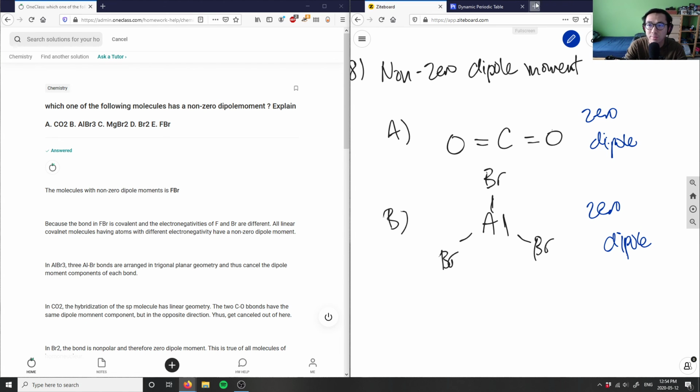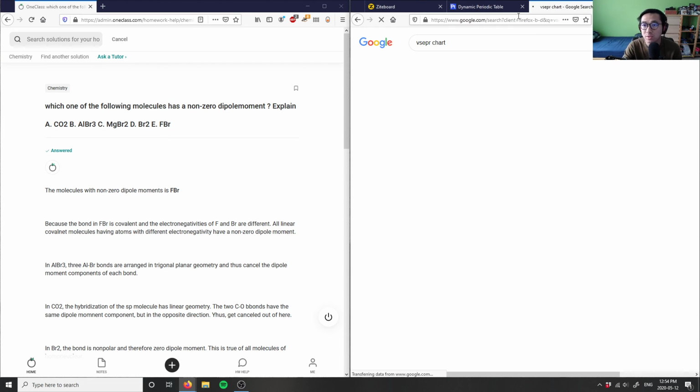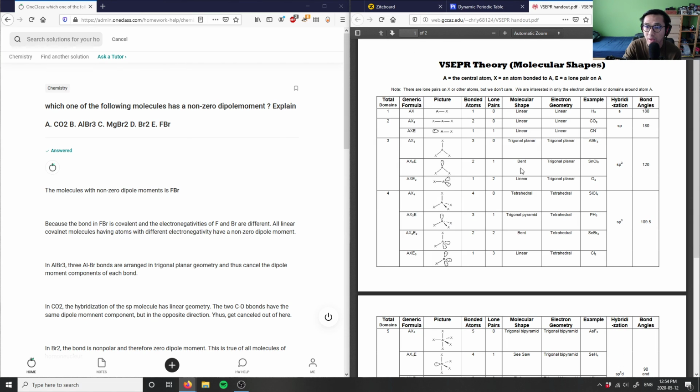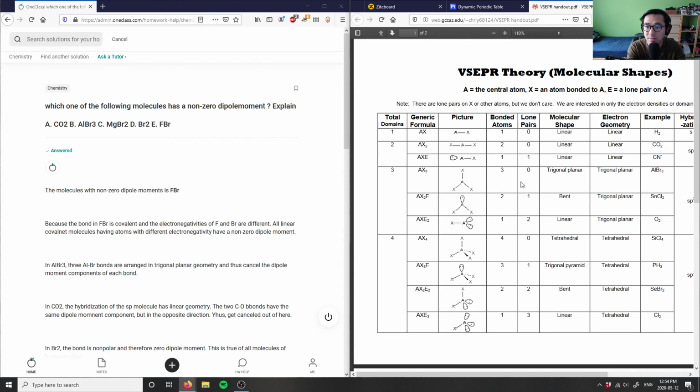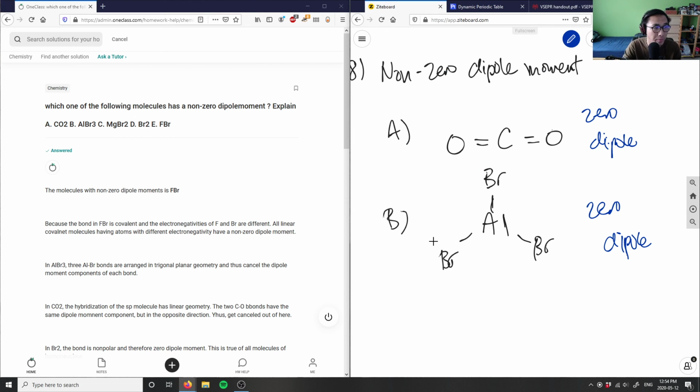If you need a refresher on VSEPR theory, you can always Google a VSEPR theory chart, and I'll show you that chart. This will show you basically how it would bond, right? Let me maximize this for you. If I look at trigonal planar, this is AX3, right? This doesn't have a lone pair. This aluminum does not have a lone pair because it's going to hybridize to create a half-filled shell so that 3 bromines can bond to it. So they have no lone pairs here. So this is also a zero dipole.